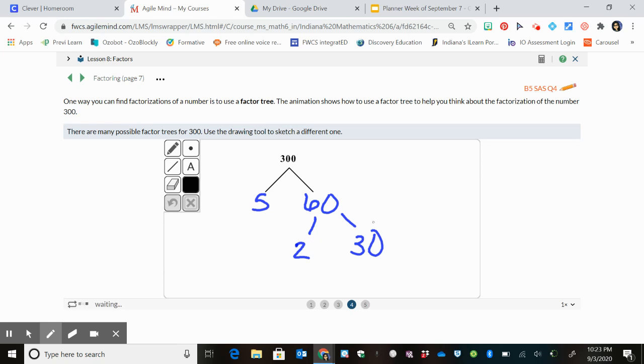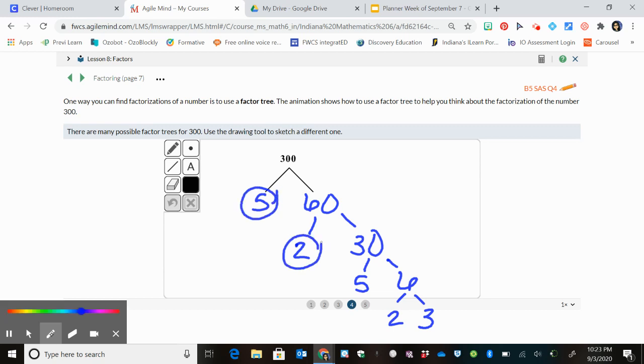So 2 is now prime, but 30 is not prime. It is still composite, so I'm going to break it down even further. 5 is prime, but 6 is not. Then I want you to circle all the prime numbers that you got. I got 5, 2, 5, 2, and 3.